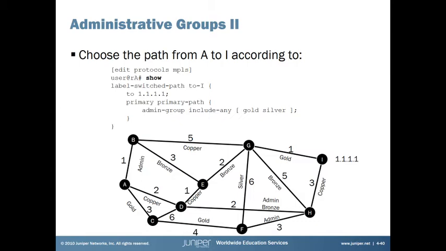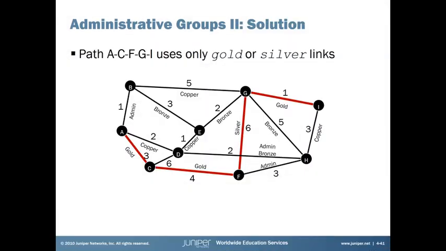Where can we go from there? Well, from C we can go across to F. That is gold. All right, from F, can we go across to H? No, that's admin. We can go up to G though, because that's silver. And we can go from G to I because that's gold. So our new path, based on those constraints, is A, C, F, G, I. And there's our path.